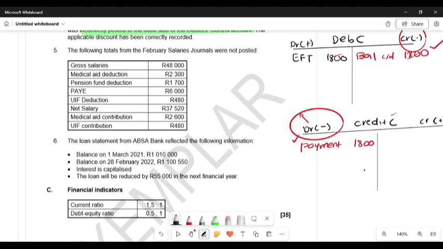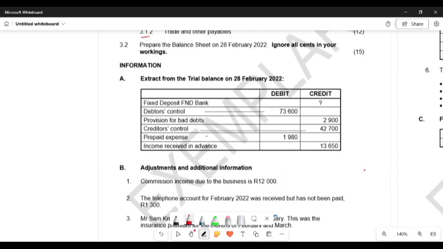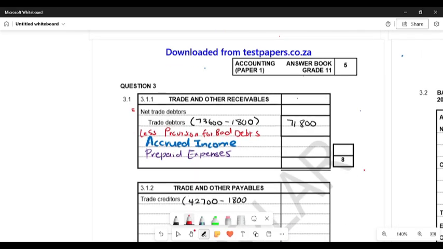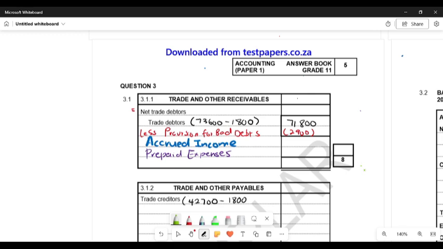So now, based on this, that is the only transaction that is to do with debtors. Now, my trade debtors, let me just simply punch this amount in my calculator, 73,600 minus 1.8. This would be 71,800. And remember, we need to minus provision for bad debts, right? So provision for bad debts, it's given as 2,900, minus 2,900. And as a result, I'm going to get my net trade debtors, and my net trade debtors in this instance would be equals to 68,900.